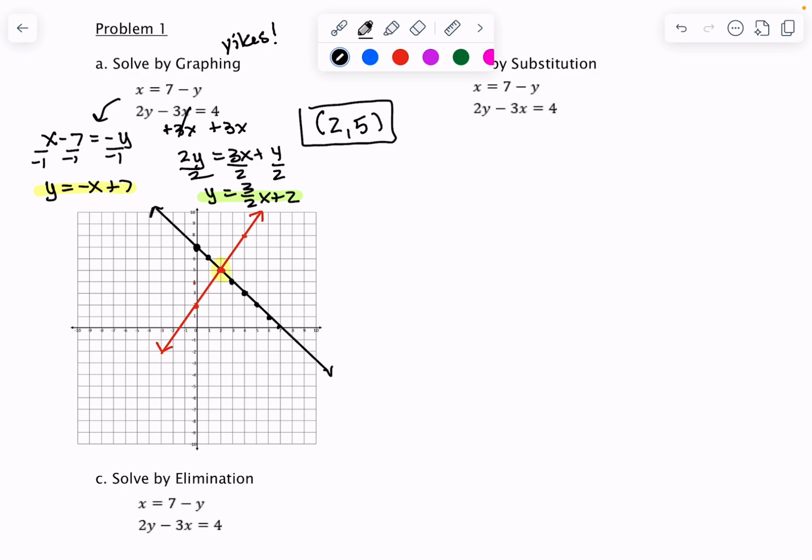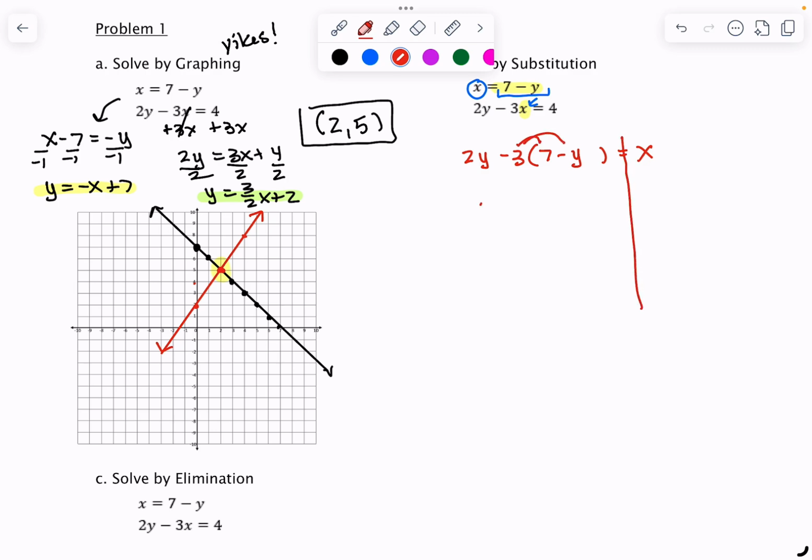But with substitution, I can notice that I've got this x alone right here. And that's fantastic for substitution because that means on the other side, I can take that 7 minus y and plug it in for the x right here. So I'll highlight that, taking the 7 minus y and plugging it in for x. When I do that, I get 2y minus 3 times (7 minus y) equals 4. Okay, and now this is a lot simpler.